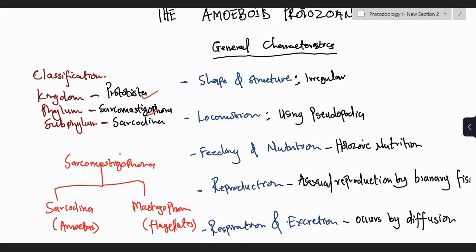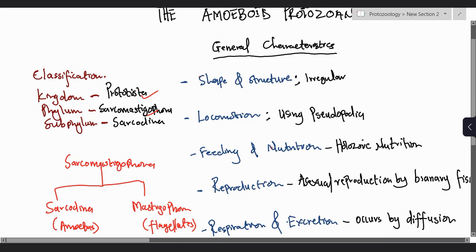The first characteristic we have to look at is their shape. They are irregular in shape. They do not have one specific shape, because they lack a cell wall. Basically, the Sarcodines are eukaryotes, so they have membrane-bound structures within them. What you have to know is that they are eukaryotes, with membrane-bound structures within them, and they are irregular in shape.